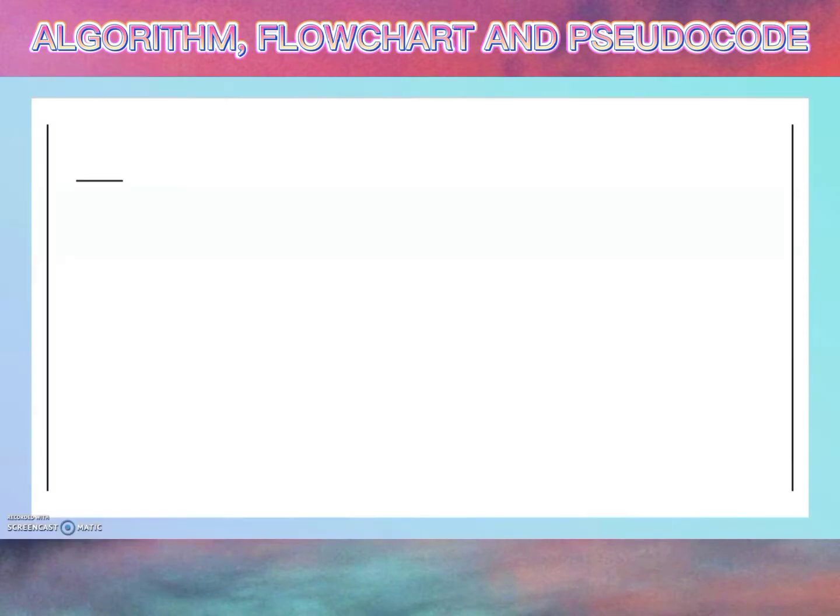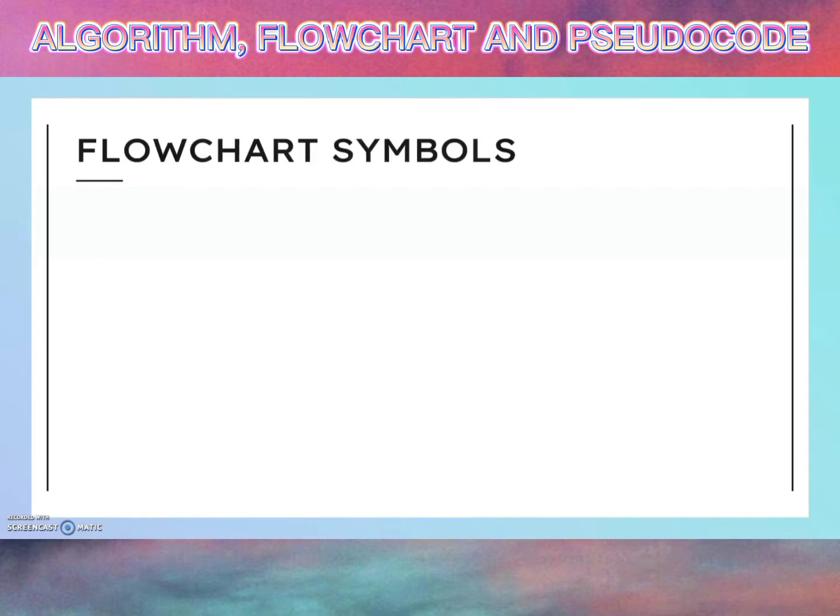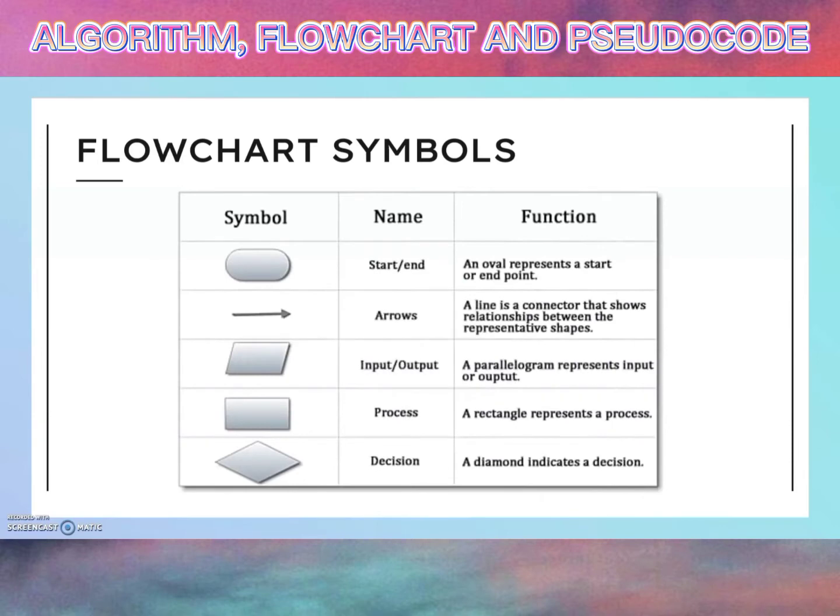Next, I will show to you guys the flowchart symbols. So, this is a flowchart symbols, and basically this is a symbol flowchart that commonly we use. This oval for start or end, and then this line for arrows, and this parallelogram for input or output, and then this rectangle for process, and lastly this diamond for decision.